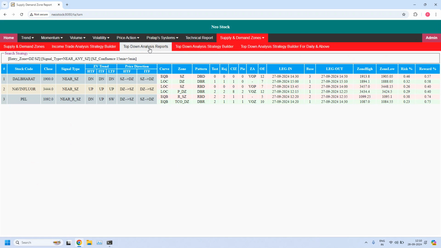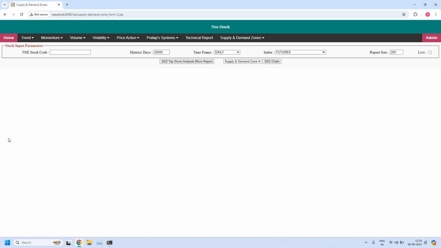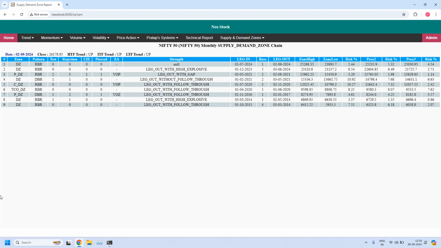The next set of reports are about NIFTY and BANKNIFTY supply demand zone chain. First let us start with NIFTY 50. That is nothing but NIFTY. And let us generate from monthly time frame. So I am selecting monthly time frame, generating monthly supply demand zone chain for NIFTY. So this is a NIFTY monthly supply demand zone chain.